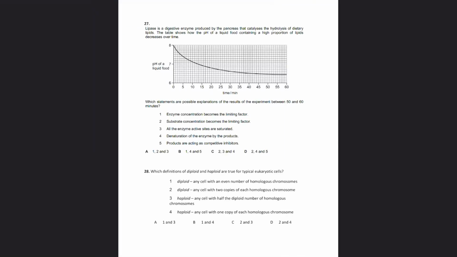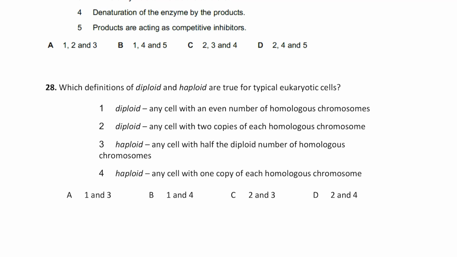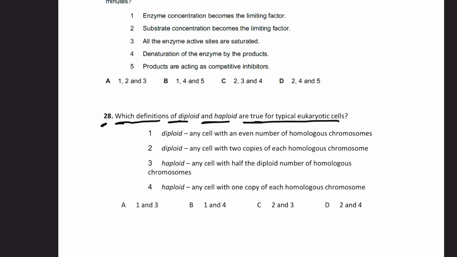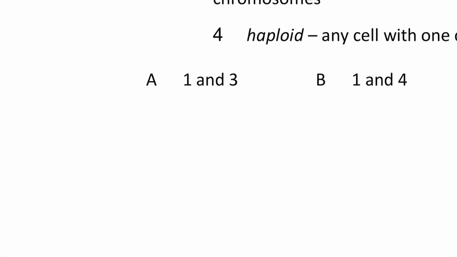Let's move on to MCQ number 28. Which definitions of diploid and haploid are true for typical eukaryotic cells? Okay. So guys, there are two definitions of diploid and two definitions of haploid. We have to state which definitions for diploid and haploid cells are correct. Let me guide you regarding diploid and haploid because many students are weak in this concept.